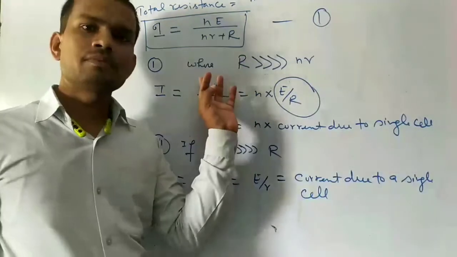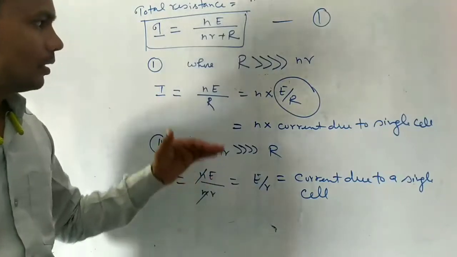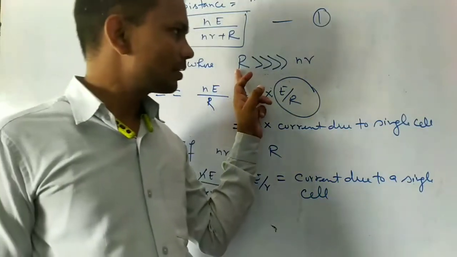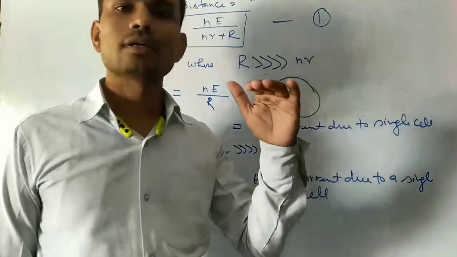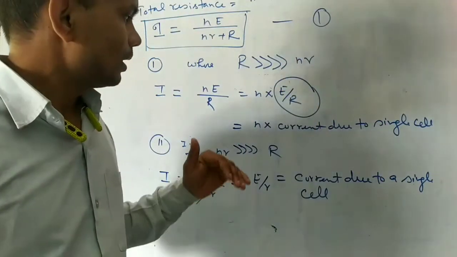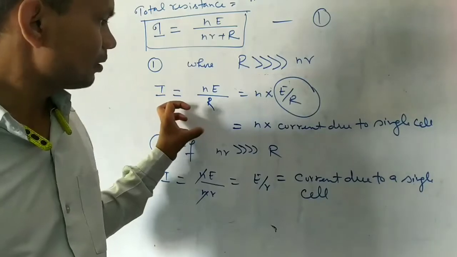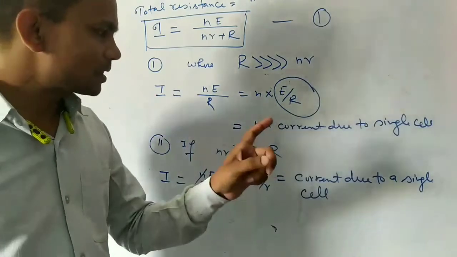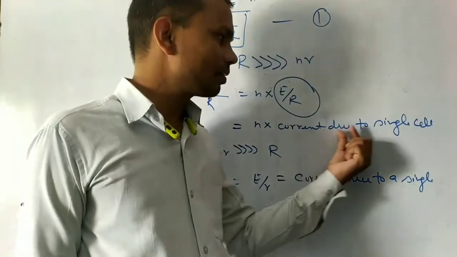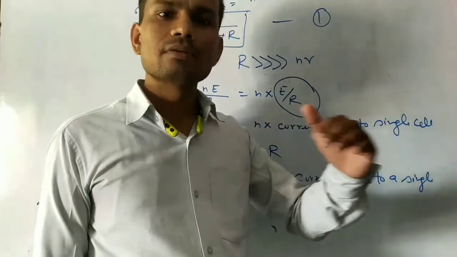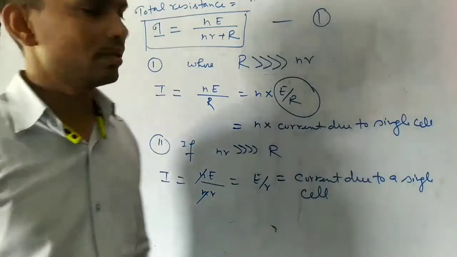Here, from 1 and 2, we see that if the external resistance of a circuit is very much greater than the total internal resistance of a cell, then the current flowing in that electrical circuit is N times the current due to a single cell, meaning the value of current increases, right?